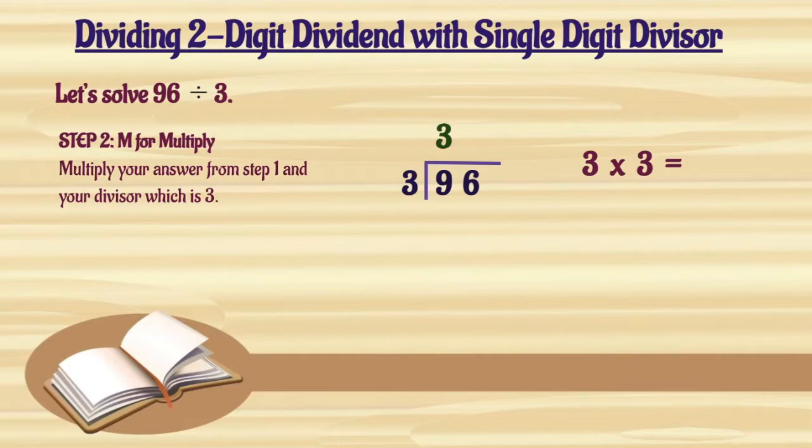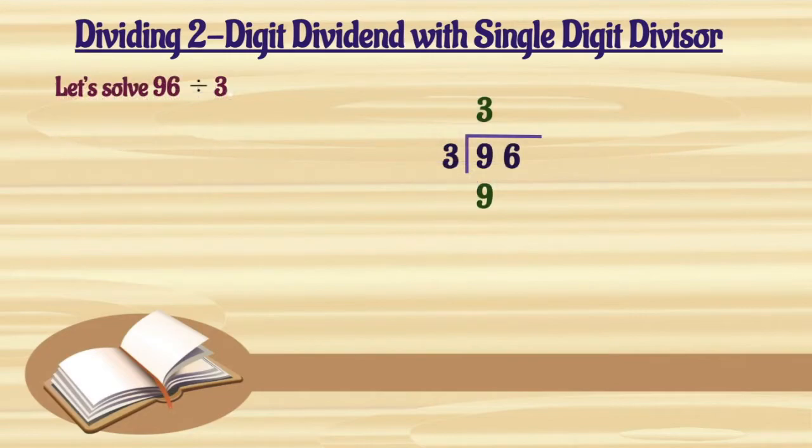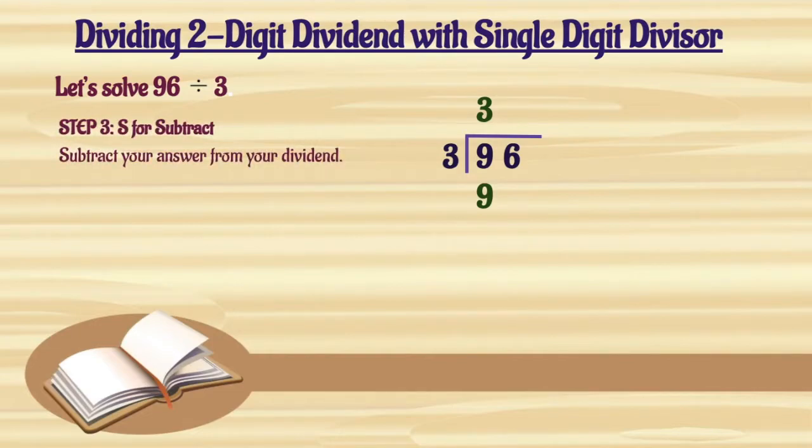3 times 3 is equal to 9. Write your answer under the first digit of your dividend, which is 9. Step 3 is to subtract. Subtract your answer from your dividend. That's 9 minus 9. 9 minus 9 is equal to 0.